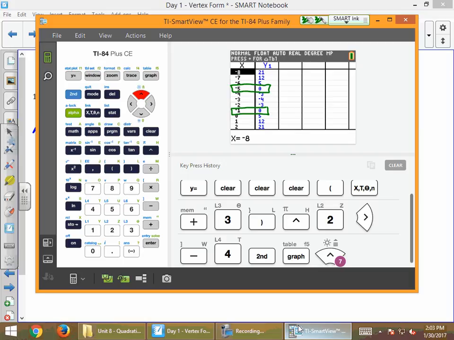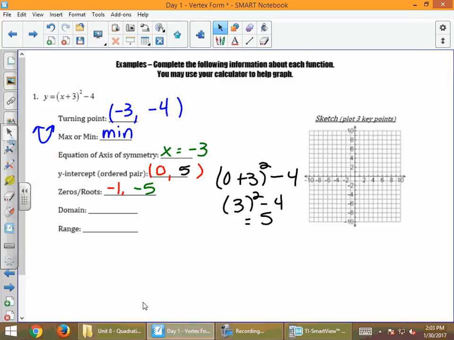If you look at your table and you don't have any x values paired with 0, you can use that 0 tool we talked about last unit, where you do second, trace, 2. You can do that as well, and it'll give you the same answer. Sometimes looking at your table saves you some time. So there's our x values. So to sketch a graph, you just plot the 3 key points, which is your turning point, your y-intercept, and your roots. So plot your turning point, which is -3, -4.